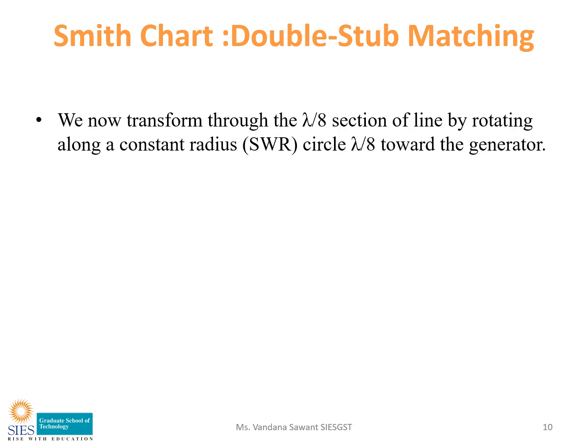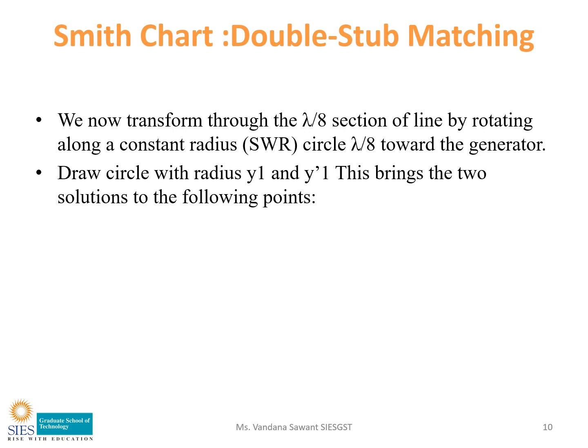Now we need to find out the second step, that is, the length of the second stub. To find it, we have to transform all these points through a lambda by 8 section of the line by rotating along the constant SWR circle lambda by 8 towards the generator. We need to rotate all these points by lambda by 8 because the separation between the first and second stub is lambda by 8.